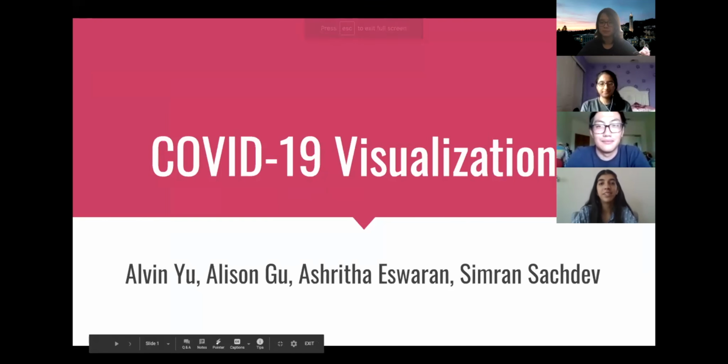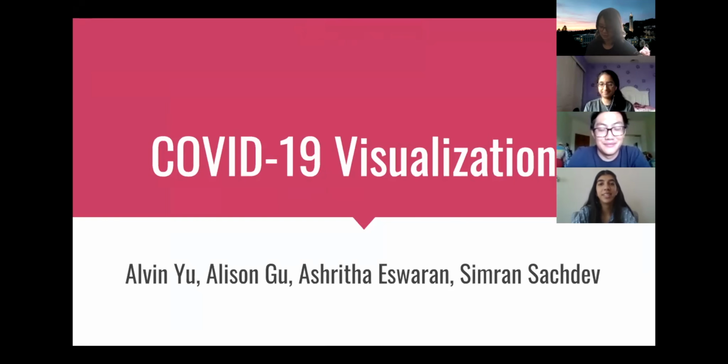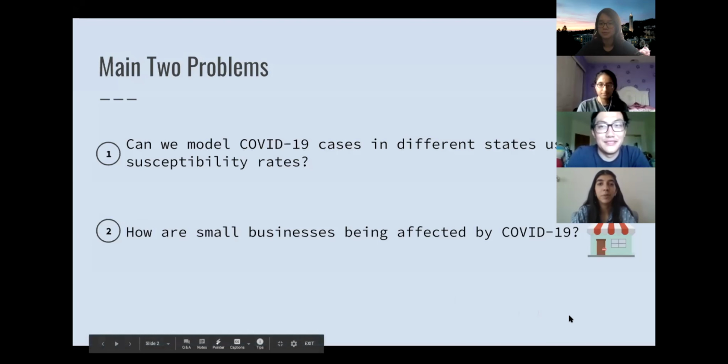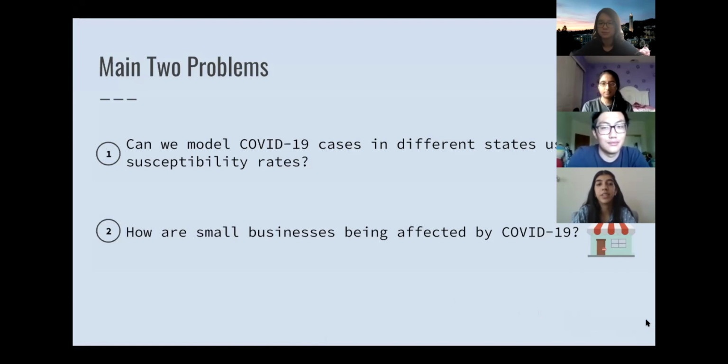So our project is on COVID-19 visualizations. I'm Simran with my group Alvin, Allison, and Ashrita. There are two problems we wanted to look at. The first was, can we model COVID-19 cases in various states using susceptibility rates? And the second was, how are small businesses being affected by COVID-19?